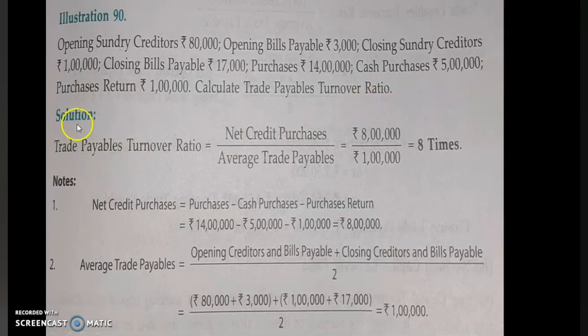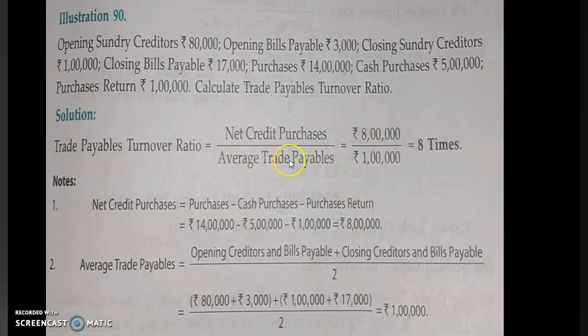Calculate trade payables turnover ratio. The first thing you have to do is write the formula. Trade payables turnover ratio is equal to net credit purchases divided by average trade payables. So after writing the formula, find out the value of net credit purchase. See, in the question they have given you purchases. So from the purchase, if you remove cash purchase and purchase return, just look here, net credit purchase is equal to purchase. From the purchase, you just subtract cash purchase and purchase return. What is left? 8 lakh. That is net credit purchase.